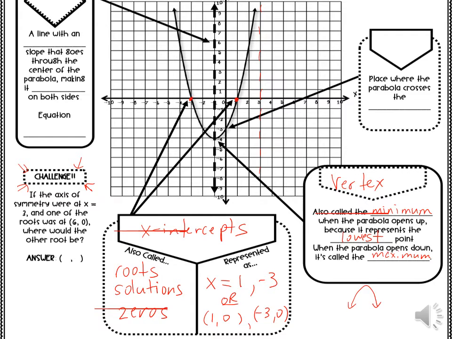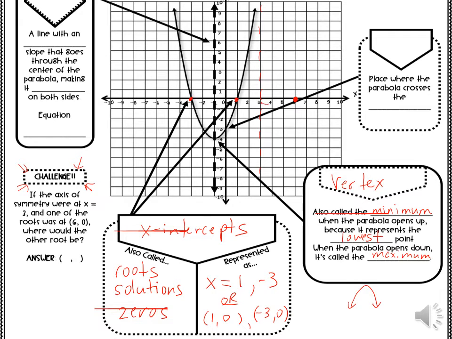So if I had an axis of symmetry at 3, and one of the roots was at 6, so I'll put a point right here, and I knew one of the roots was at 6, where would the other root be? To think about that, if we're looking at our definition, the axis of symmetry cuts my parabola in half, which means both sides are symmetrical.